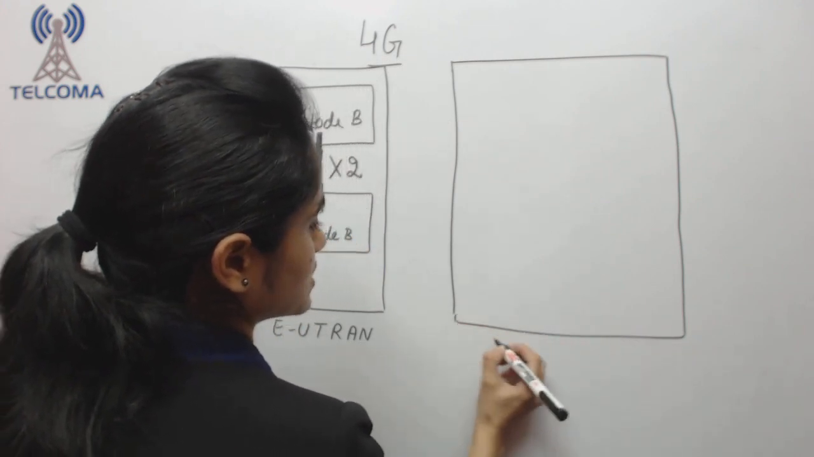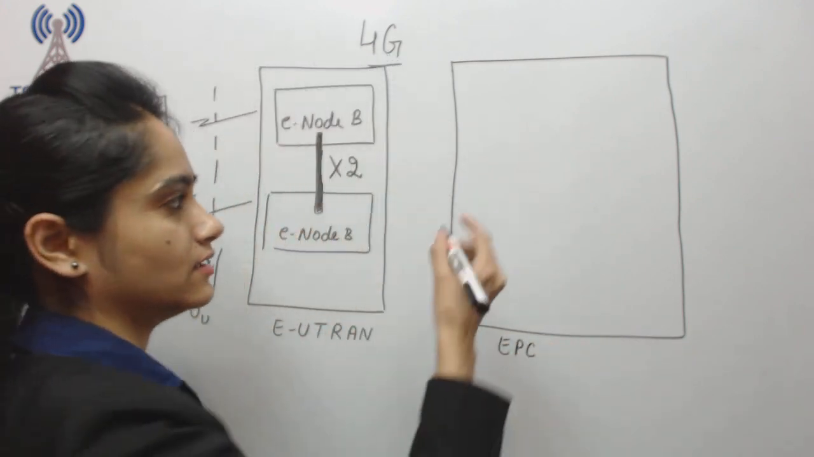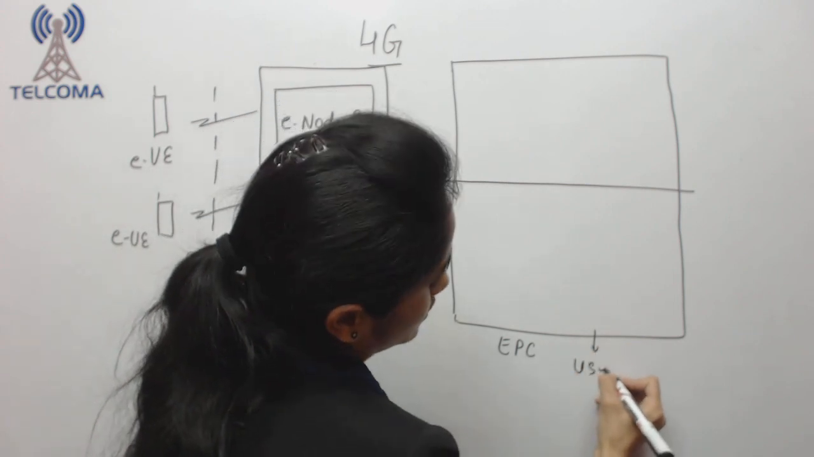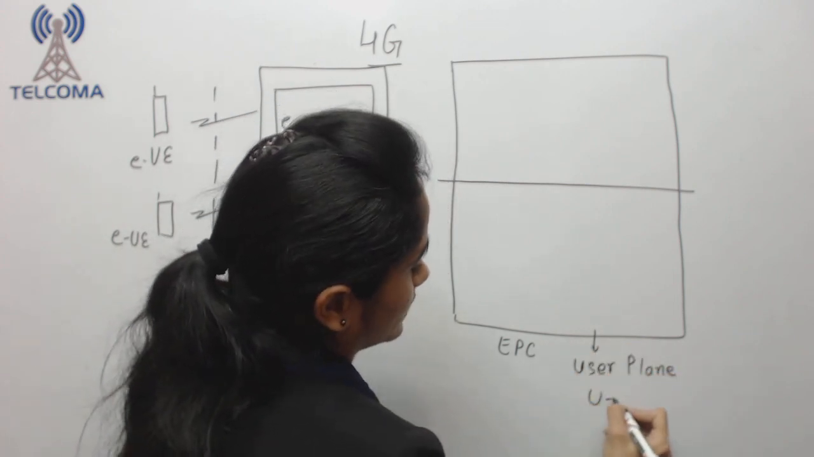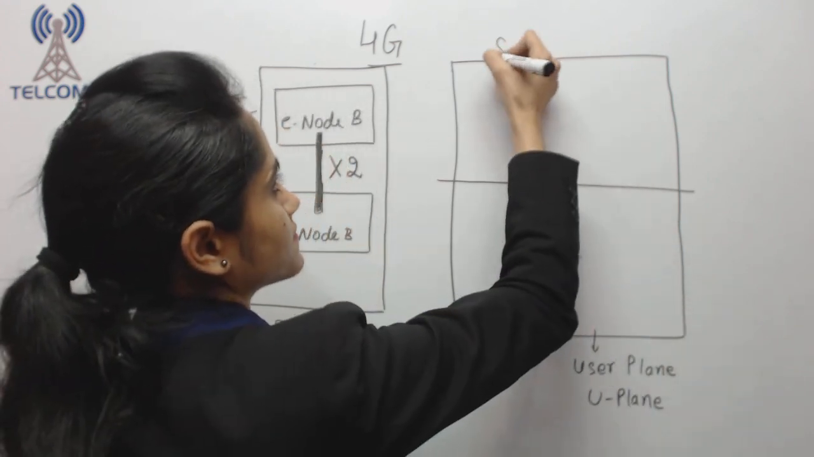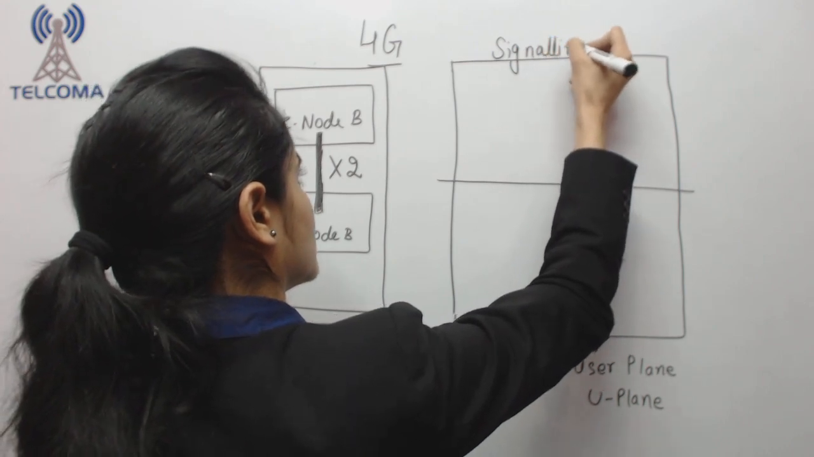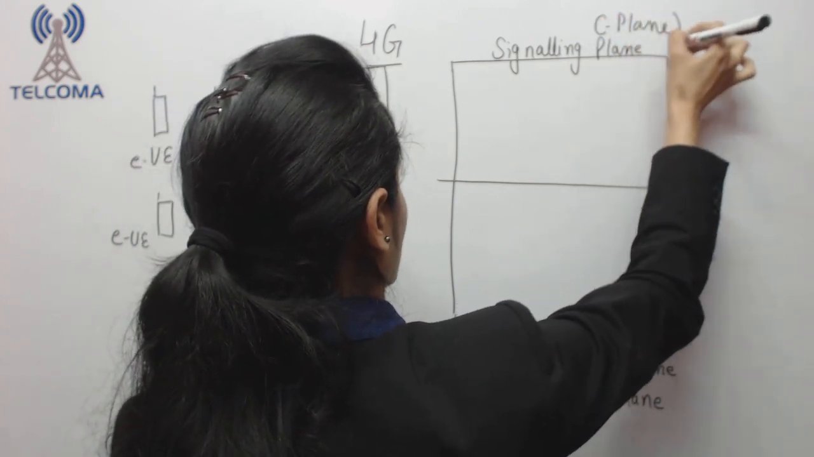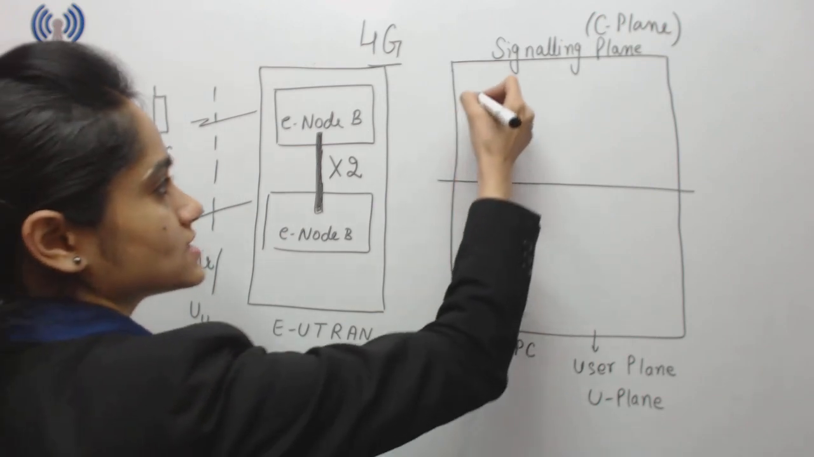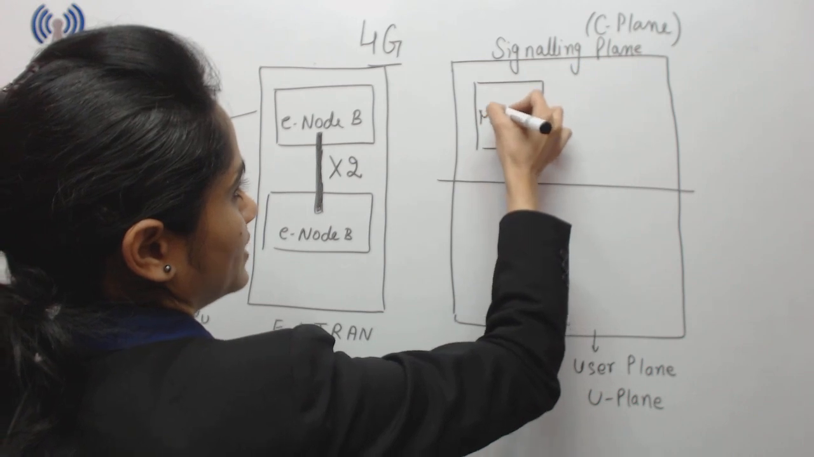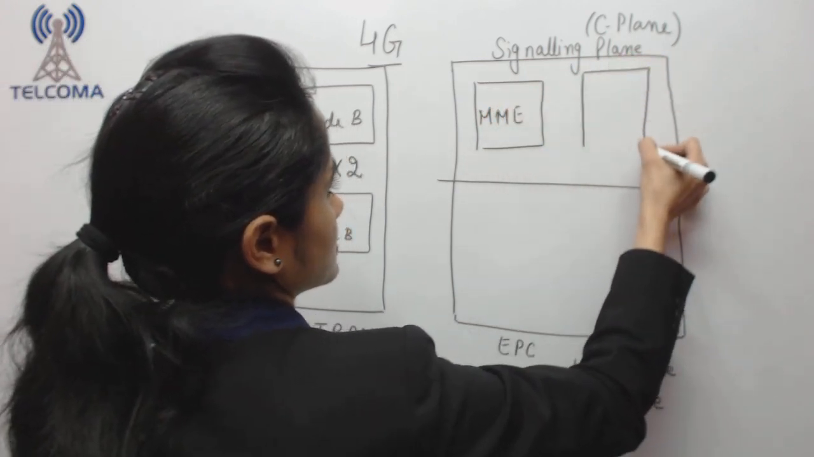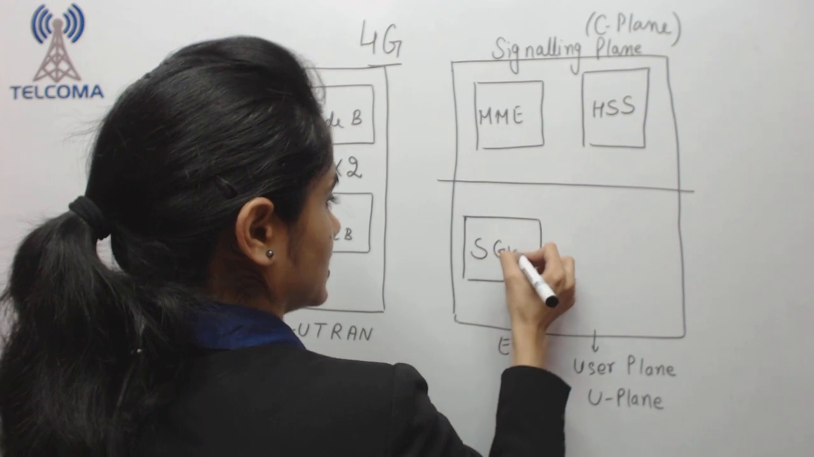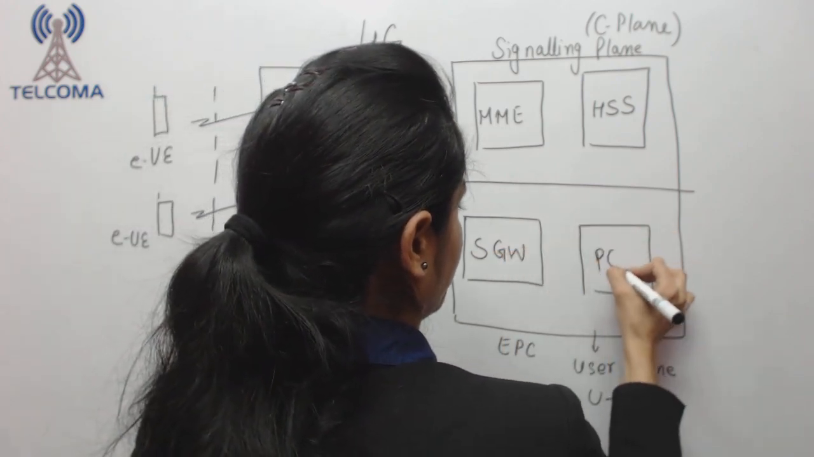Now let's move to the next, which is the evolved packet core. Here, the evolved packet core is divided into two planes. We have the user plane, called the U plane, and the signaling plane, which is the C plane. For signaling, we have the entities mobility management equipment and home subscriber server, whereas in the user plane, we have the serving gateway and the PDN gateway.